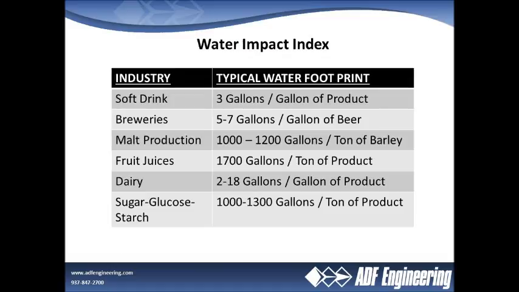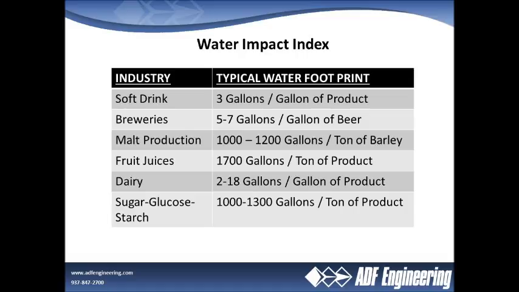Here's one of the other drivers. This is a very useful metric to look at the amount of water that's used by different industries, what we call the water impact index. I'm not going to read through all of them. But if you look at the top two, for beverage soft drink producers, you take in about 3 gallons of fresh water for every gallon of product that you're sending out. And for breweries, it's even more. It's about 5 to 7 gallons per gallon of beer that's produced.